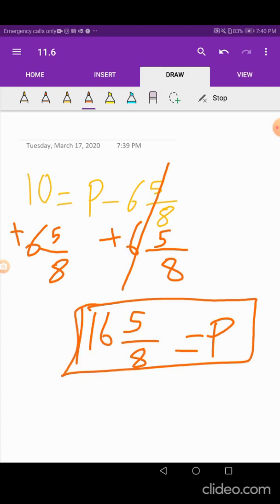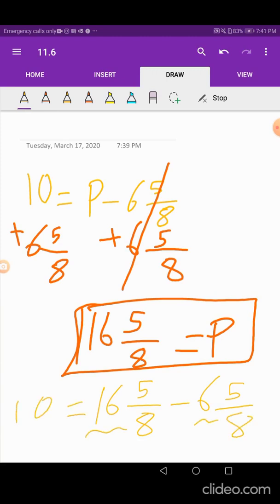By replacing p here by 16 and 5 over 8: 16 and 5 over 8 minus 6 and 5 over 8. Does it equal 10 whole? Yes, it is. Since 16 minus 6 is 10, and 5 over 8 minus 5 over 8, they just cancel each other. So my answer is correct.